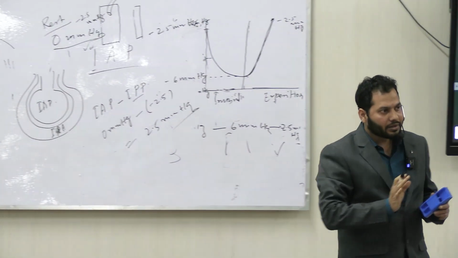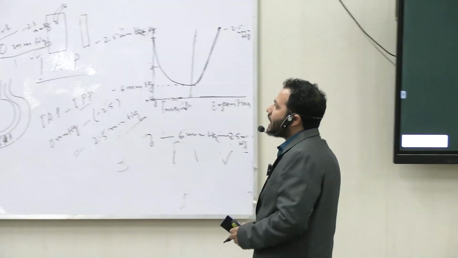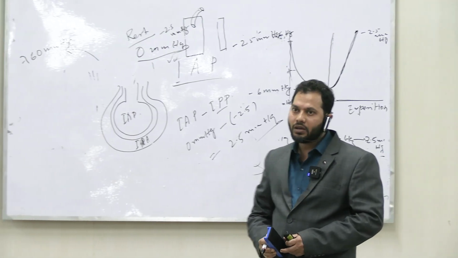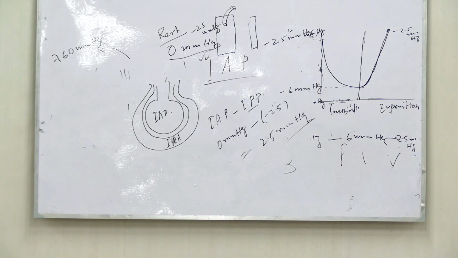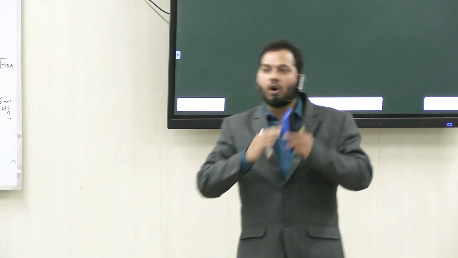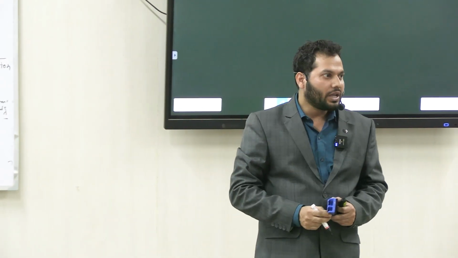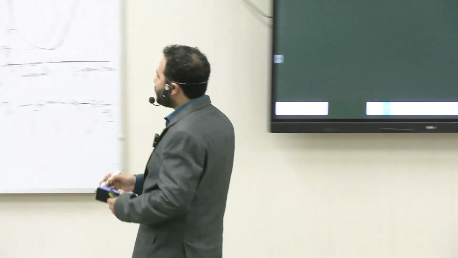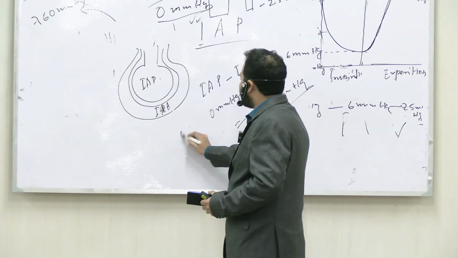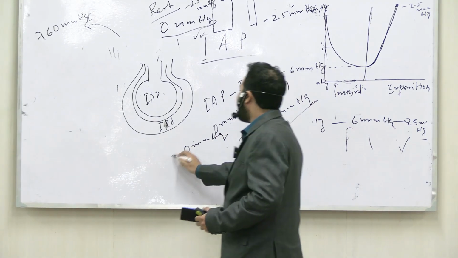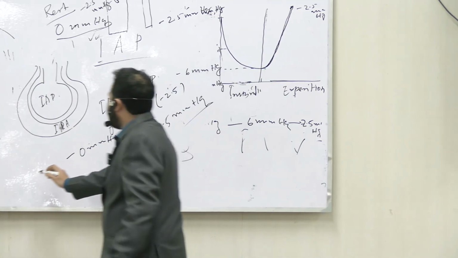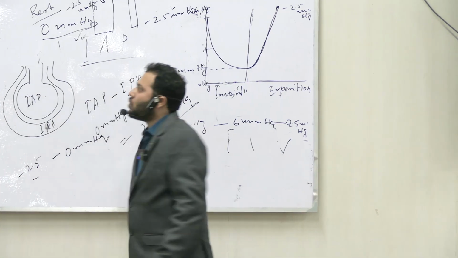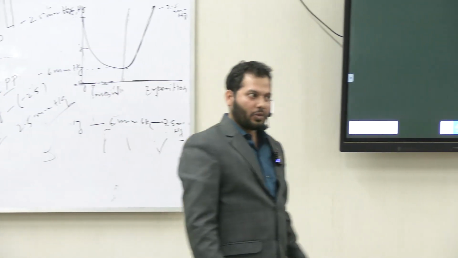Am I clear? Now, see the second one, transthoracic pressure. It is the pressure difference between the intrapleural pressure and the pressure outside the thorax, that is atmospheric pressure. We already know the value of atmospheric pressure is 0 mmHg, and you also know the value of intrapleural pressure, that is minus 2.5. So what will be the overall value? That is minus 2.5.